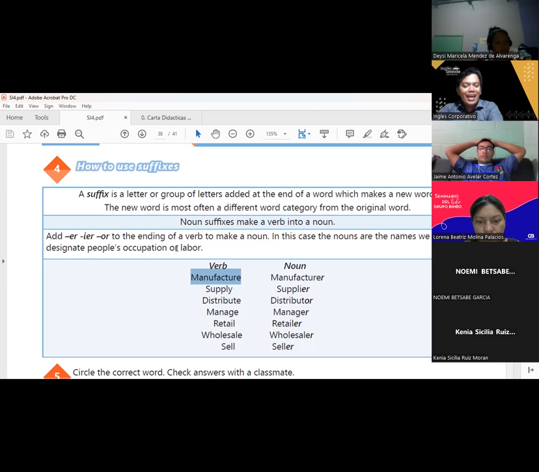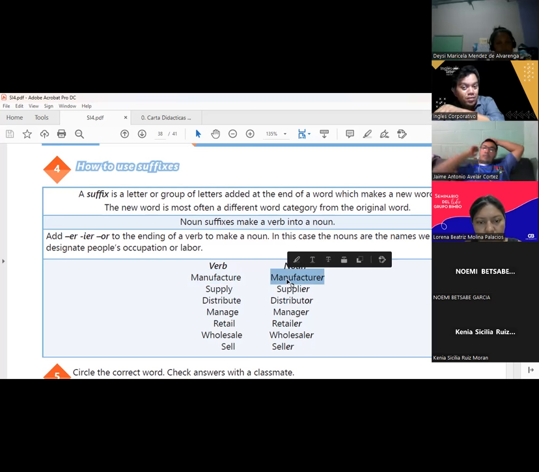Okay, very good. And now take a look at that, guys. By adding the suffix er, or in this case, only the r, you change from the verb to the noun. And now it is not an action. It becomes the person who makes the action. What is a manufacturer, Bryce? Fabricante. Exactly, right? Now it becomes the person. Manufacturer, fabricar. Manufacturer, fabricante, right?